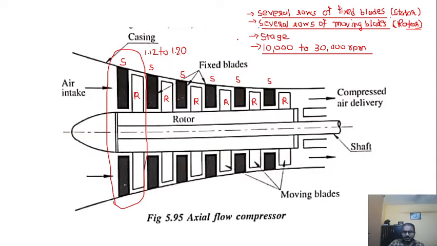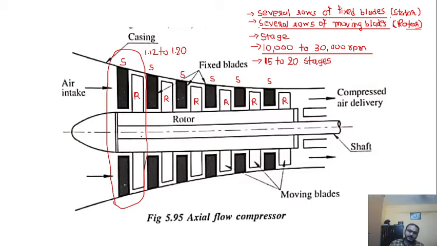And generally there are total 15 to 20 stages in a complete axial flow compressor.